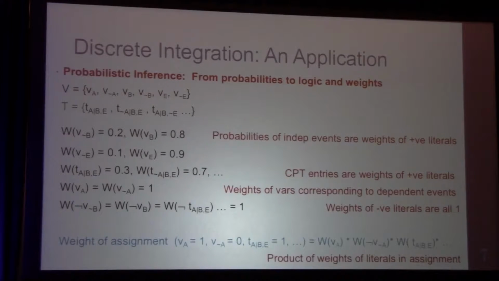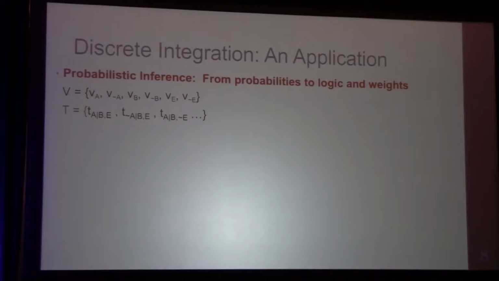Okay. And then we will say that if you give me an assignment, maybe V of A is 1, V of negation A is 0, and so on. So if you give me an assignment of values to these variables, then the weight of that assignment I will calculate as the product of the weights of the literals in the assignment. Okay. So that's how I'm going to compute the weight of an assignment. So now, given this setting, what I claim is that the problem of calculating probabilities of joint events from a probabilistic graphical model can be reduced to the problem of discrete integration. So let's see how.